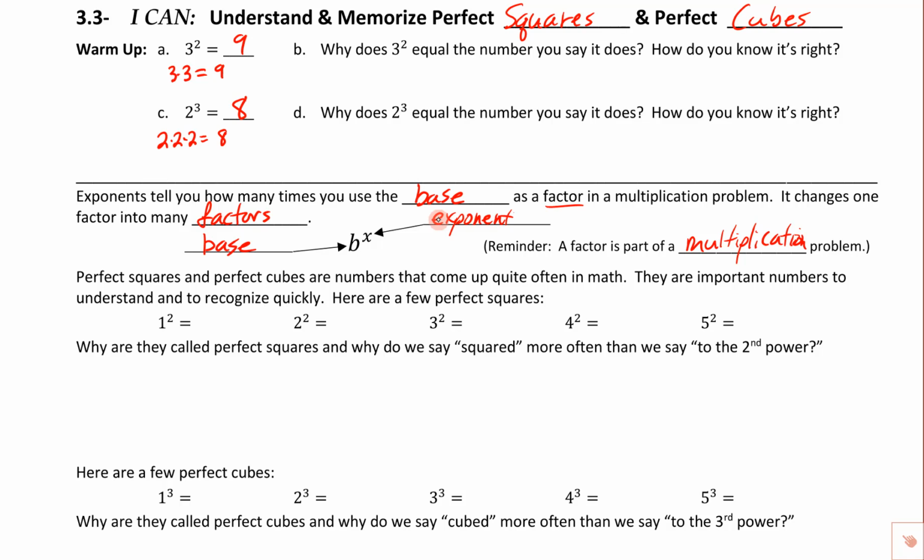So perfect squares and perfect cubes are numbers that come up all the time in math, and it's a really good idea to be able to recognize those and have some of those memorized. So we're going to talk about a couple of perfect squares to begin with, and then we're going to talk about why they call them perfect squares.